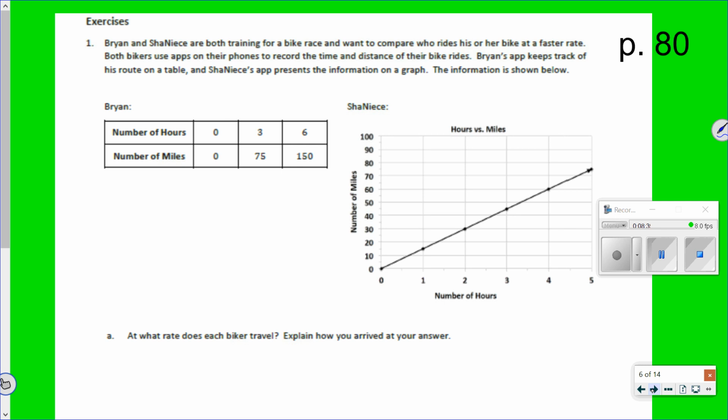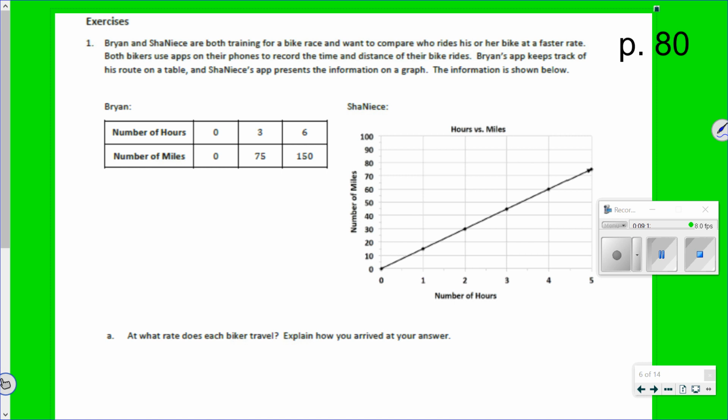Alright, now we're going to use tables with graphs. So let's look at it. Brian and Shanice are both training for a bike race and want to compare who rides his or her bike at a faster rate. Both bikers use apps on their phones to record the time and distance of their bike rides. Brian's app keeps track of his route on a table, and Shanice's app presents the information on a graph. The information is shown below. So we have our table like the ones we just made, and then we have our coordinate plane like we did last week. Does everybody remember?